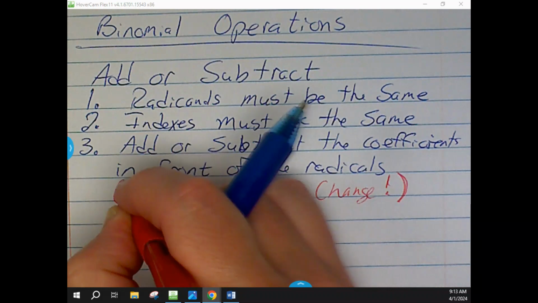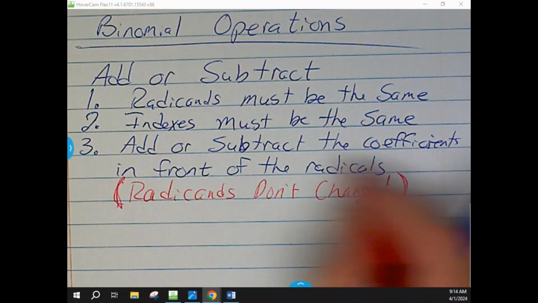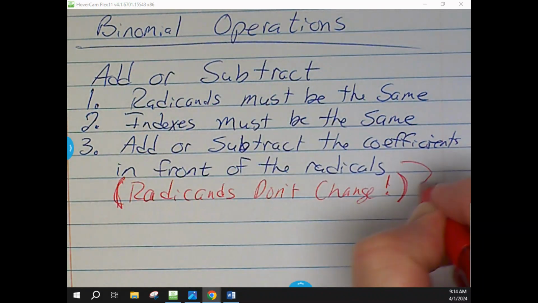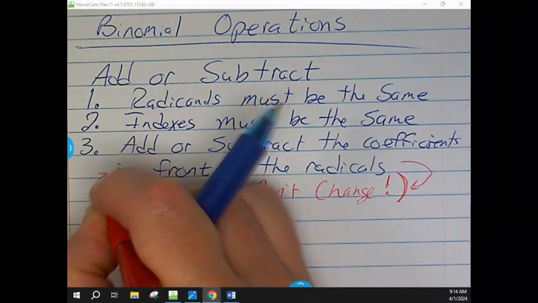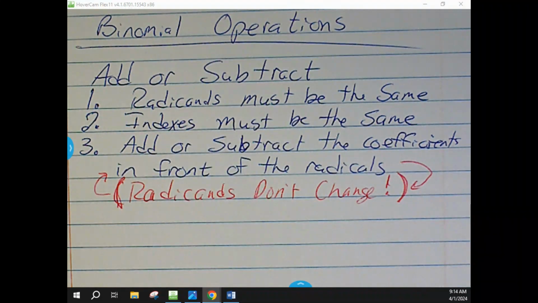Okay, and when you do that last step, when you add or subtract on those, just remember that the radicands don't change. It's like if you take 4x plus 6x, you don't get 10x squared. Same thing on this one. If you've got 4 times the square root of x and 6 times the square root of x, you just make it 10 times the square root of x. You don't make it the 10 square root of x squared as you're going through that thing.